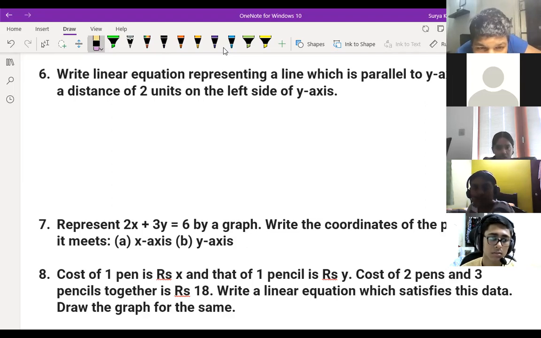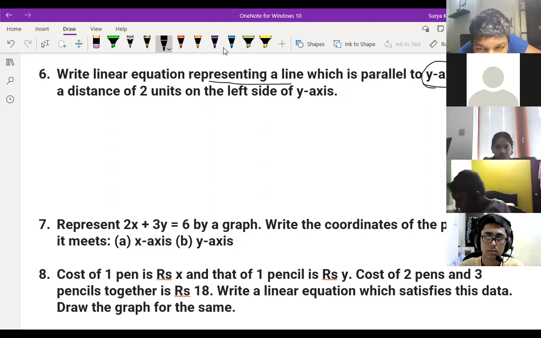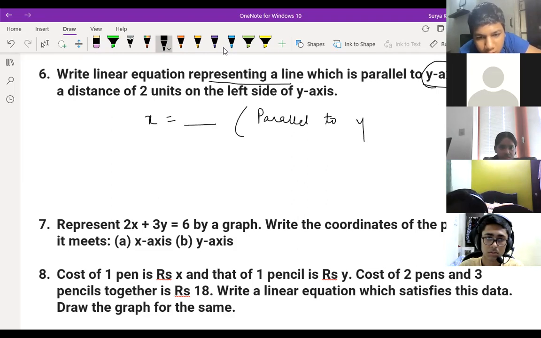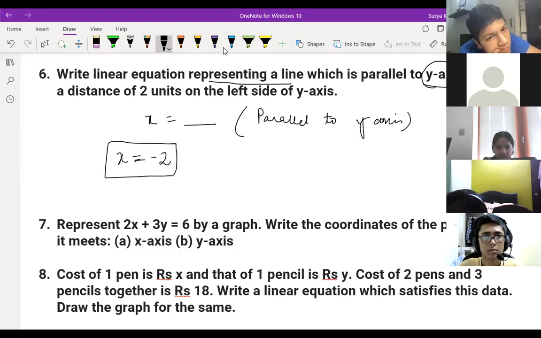Write a linear equation representing a line which is parallel to the y-axis. What I told you, children, if x is equal to something, then this is parallel to what? Y-axis. Clear, sir. Yes. Tell me, Sriyanvi. Is it x minus 2? X equals minus 2, x equals minus 2. You're saying x equals minus 2, right? Is it? Okay, let me check. I think 99% correct.